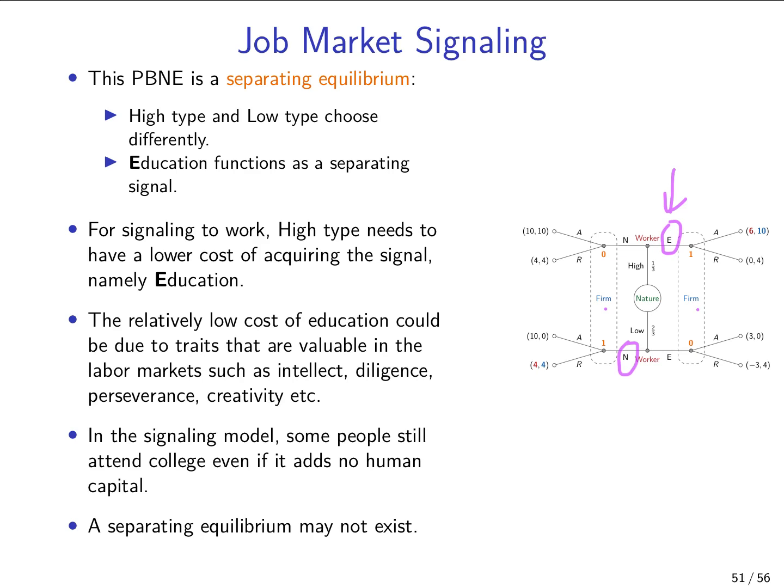Keep in mind that a separating equilibrium may not exist. Like the case I mentioned, if the cost between the high type and low type in getting the signal is the same, or even it doesn't have to be the same, if they are small enough, then it's possible that in the signaling model, there's no separating equilibrium anymore. They might be choosing the same thing, and therefore the employer may not be able to distinguish the two. Okay, so this is a simple binary separating equilibrium.